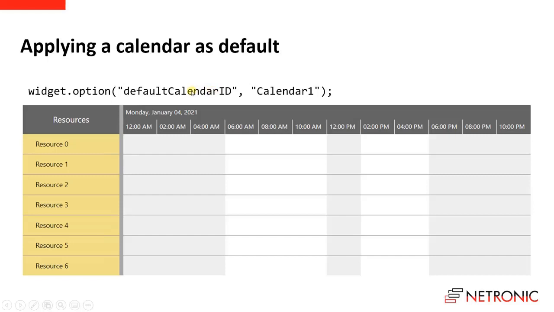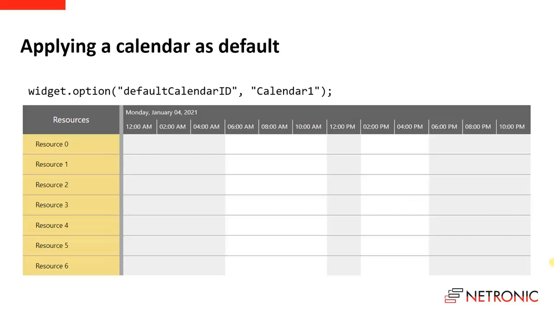If we set this default calendar ID to the ID of the calendar we have just defined, then we see now the white stripes here in the diagram part. And we see it from 6 a.m. to 12 p.m. and from 2 p.m. to 6 p.m. And these white stripes exactly indicate the working times we have just defined. And all resources are affected by this calendar.